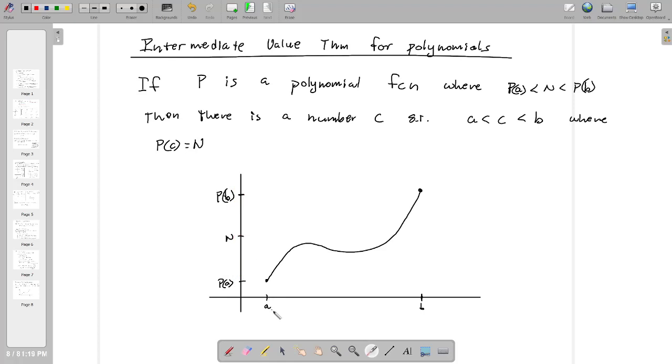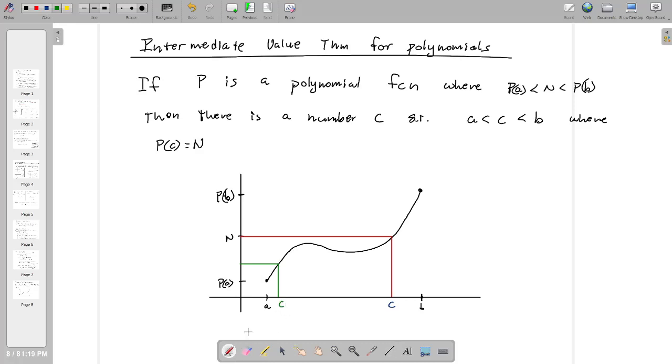Then there exists a C on this interval such that P of C equals n. Now what that means is that we can choose an n value anywhere between P of A and P of B, and it will be associated with a corresponding C value that's between A and B. So suppose that we chose this n, then this would be the C value. But if we chose a different n, we would get a different C value. Get C value here.